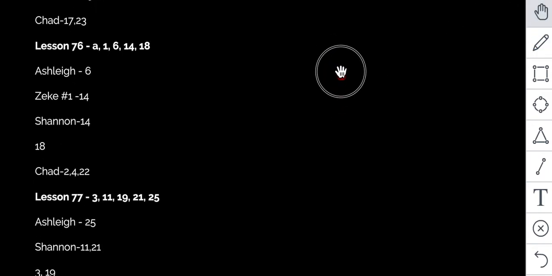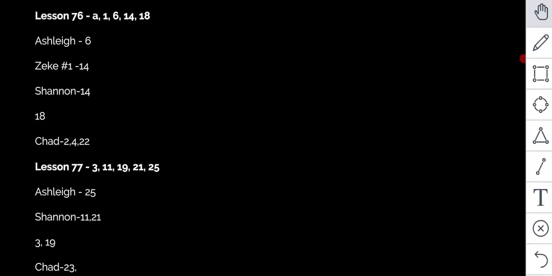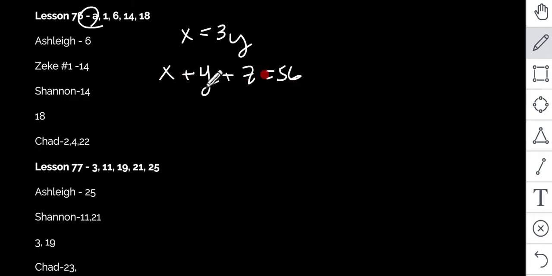Okay, let's go to lesson 76. 76A. I'm only going to do one of these, so pay attention because we had a couple people ask for more than one of these. So this is lesson 76A, and it is x equals 3y. These are not bad. Don't let them freak you out. Plus y plus z equals 56. They get harder. X minus 2y minus 3z equals negative 25. If you don't get a whole number answer, or an integer answer, you probably did something wrong.